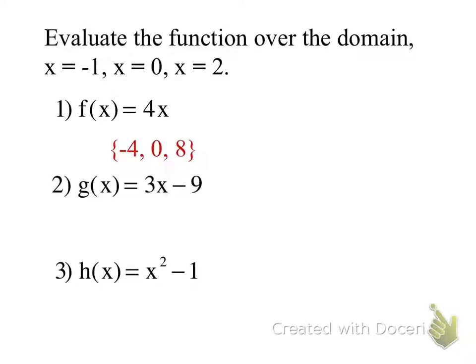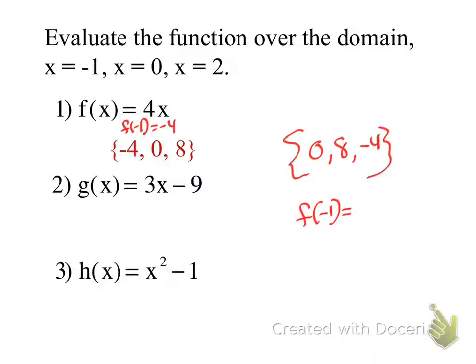The one thing I want you to remember when you're doing this: I generally don't like you to write your answers like this because you can get yourself in trouble. Because if you rearrange them and write 0, 8, -4, you lose 3 points. So what this implies is that the f of -1 is -4. So I really prefer you to write the f of -1 is -4. The f of 0 is 0. And the f of 2 is 8.